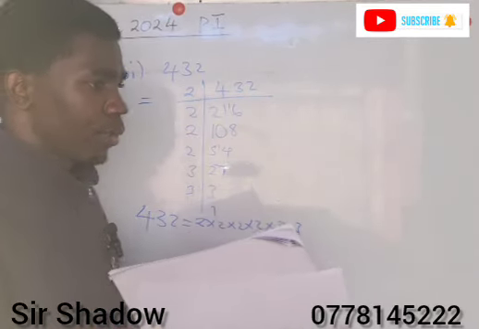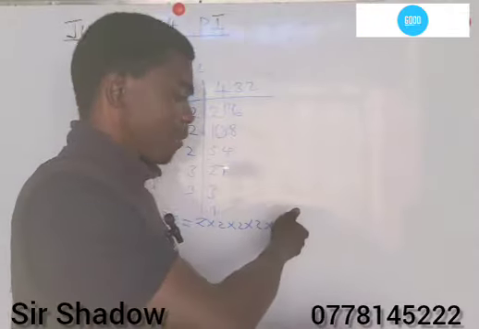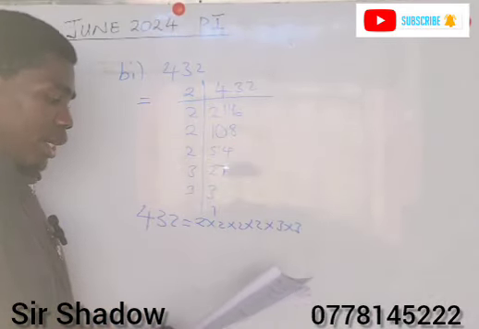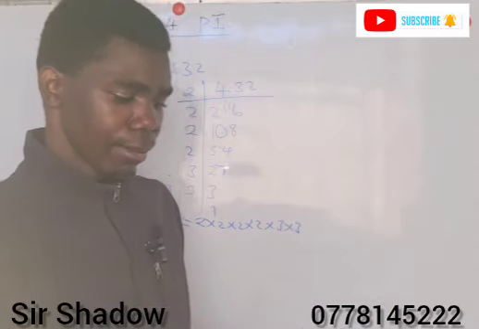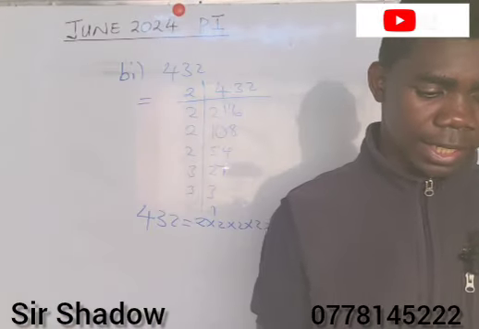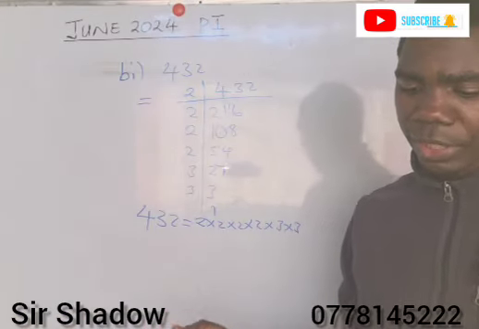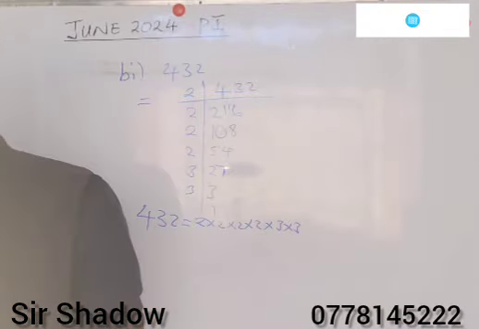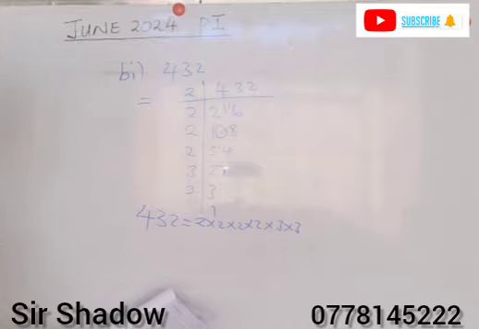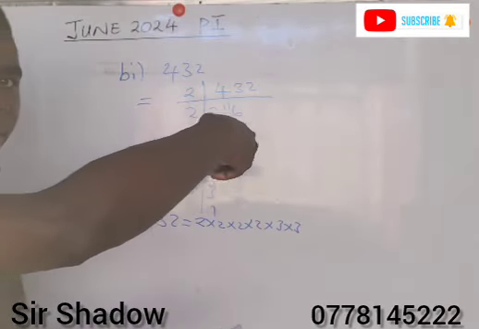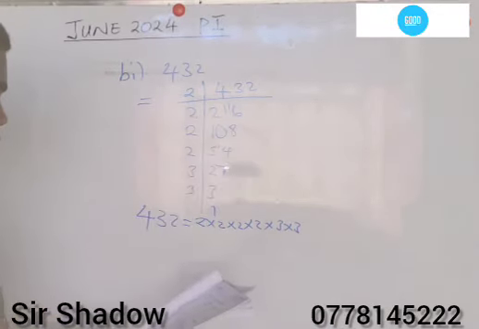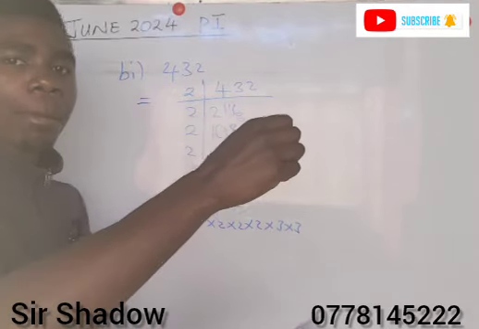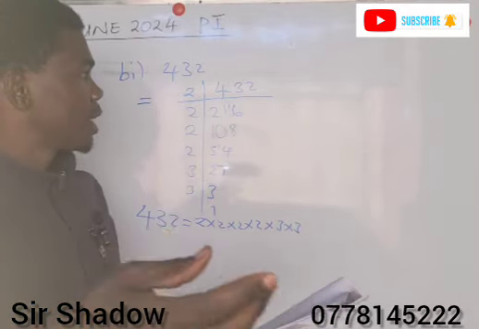But remember, we are asked to express it as a product of its prime factors, not in index form. It's as a product of its prime factors only. Then item 2: hence find the smallest number by which 432 must be multiplied to get a number which is a perfect square. So we are going to use the results above to find the smallest number by which 432 can be multiplied to get a perfect square.